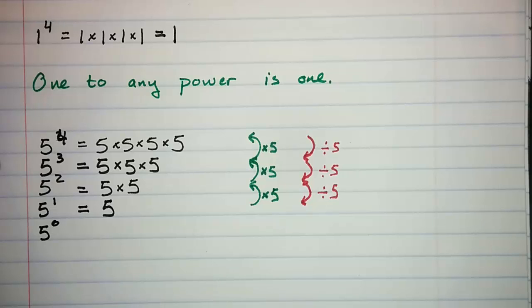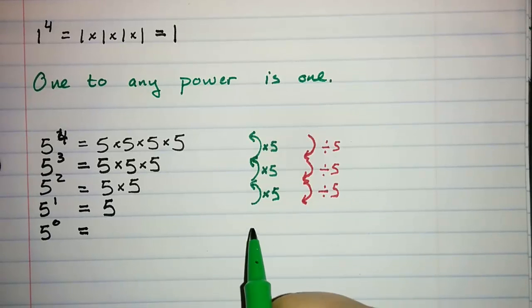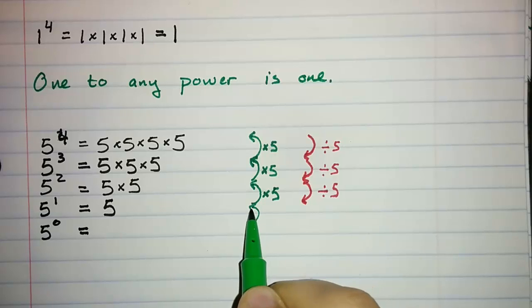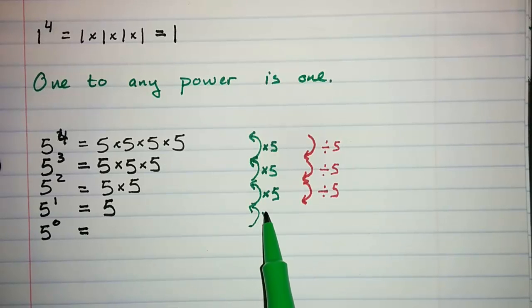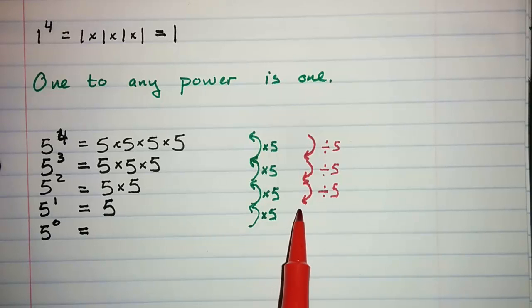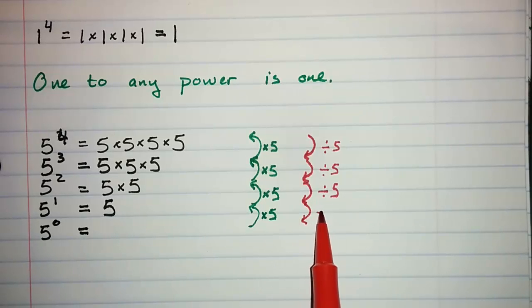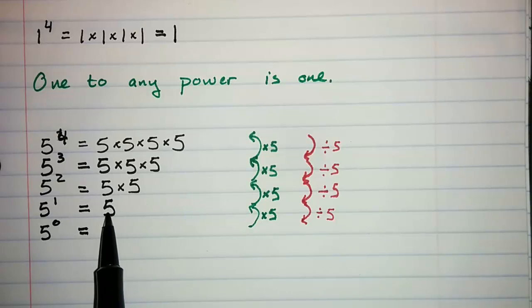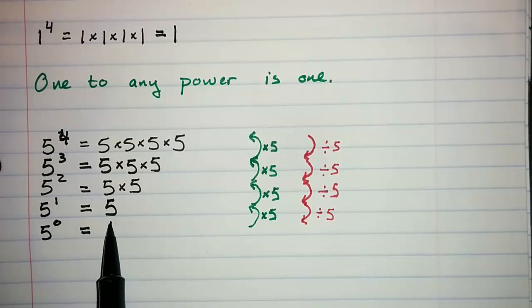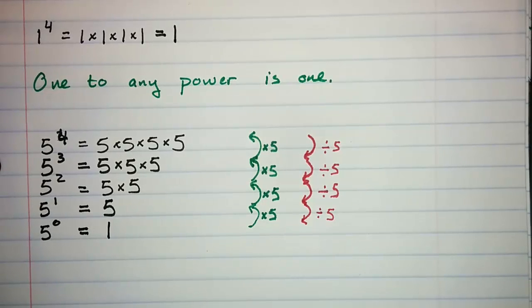This is the weird one. What should 5 to the 0 be? Well, to go from 5 to the 0 to 5 to the 1st, I want to be multiplying by 5. Or another way to think of that is to go from 5 to the 1st to 5 to the 0, I want to be dividing by 5. Well, what times 5 equals 5? Or alternately, 5 divided by 5 equals what? 5 to the 0 is going to have to equal 1.